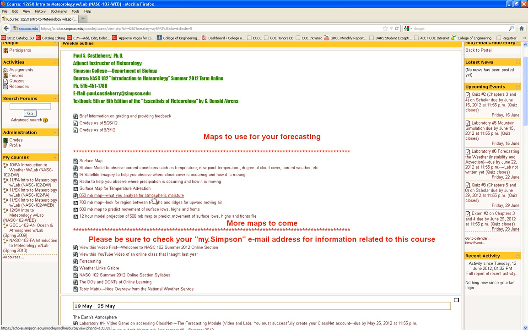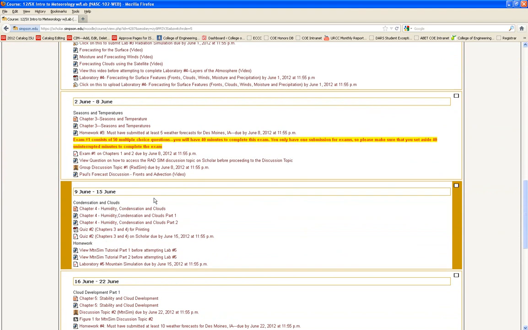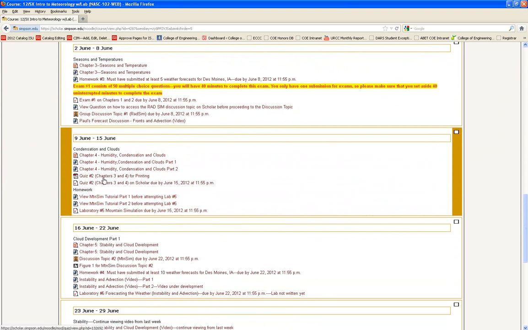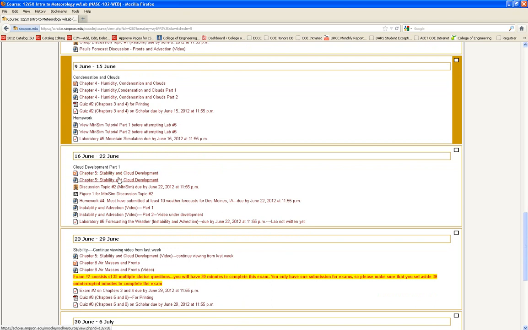Now, in the lab that you're doing, lab number 5, mountain simulation, you're learning why it is important to lift moist air up to a certain level in the atmosphere, to lift it vertically, to where it eventually forms a cloud and produces precipitation. So you're working on that as I'm putting together this video. Well, when we look at instability, an unstable air mass, that means air will rise on its own. And we'll get into that next week, where we'll start talking about stability and cloud development.